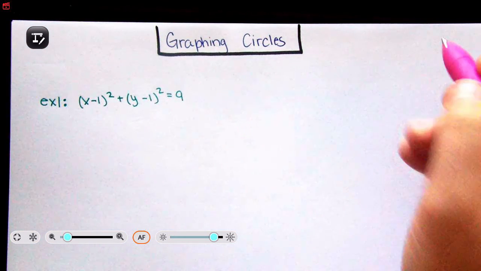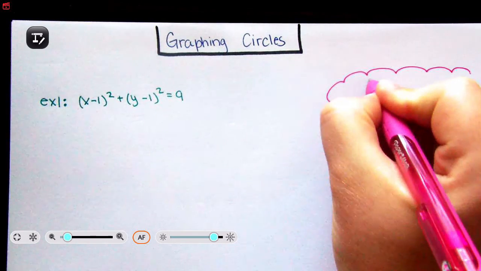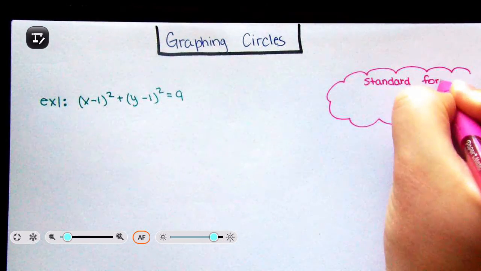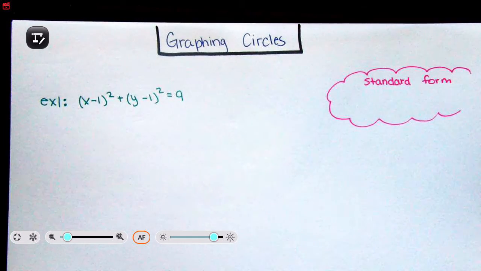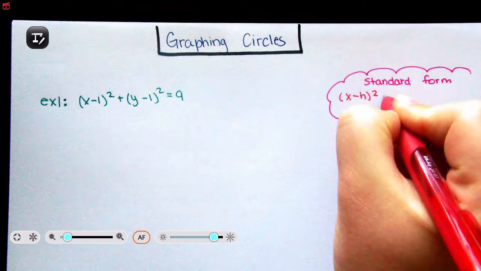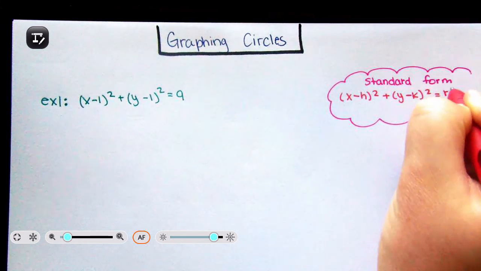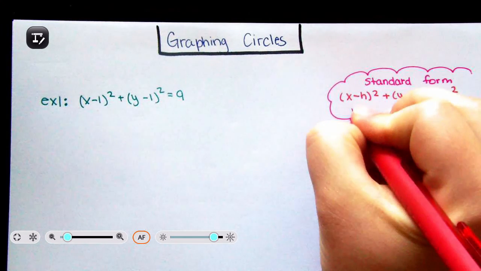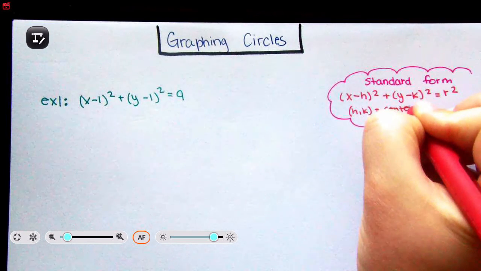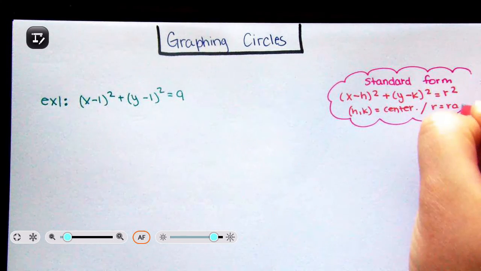Okay, first thinking bubble of the day. So, standard form. Standard form is (x - h)² + (y - k)² = r². Your h and k are your center point. Your r is your radius.